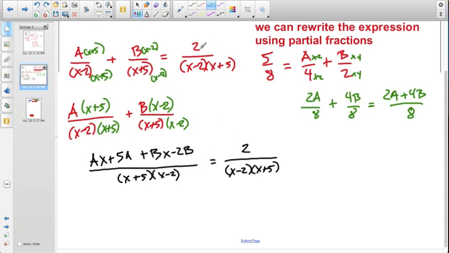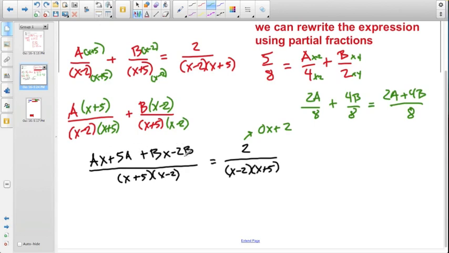Well, 2 is really 0x plus 2 if we look at polynomial form, and we write it as a polynomial with the same degree as we see over here. So when we look at this, these coefficients a and b in front of the x have to add up to 0. So a and b need to be opposites so that they can cancel out of this expression, and we're left with just a numeric answer.